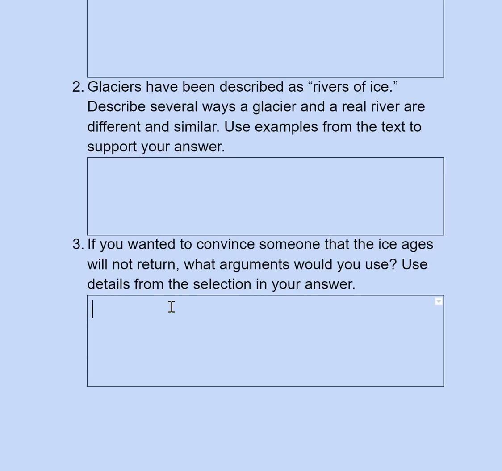Either you think the ice ages will return, and then you're going to use some of the evidence from those last 2 paragraphs on page 570 to support your opinion, or you're going to say, no, I don't think the ice ages will ever return. And again, you're going to cite information from the text on page 570 in the last 2 paragraphs to support that opinion.